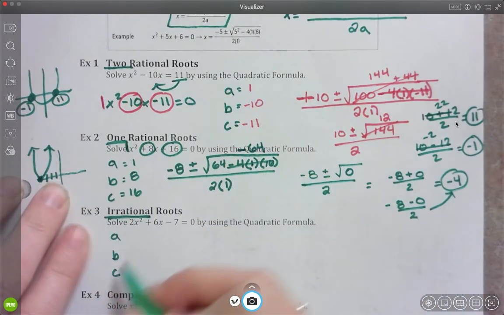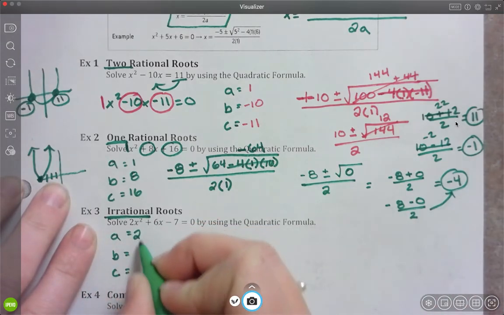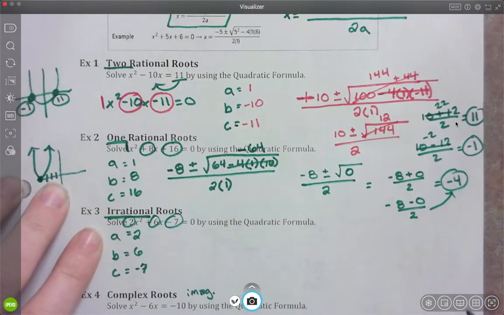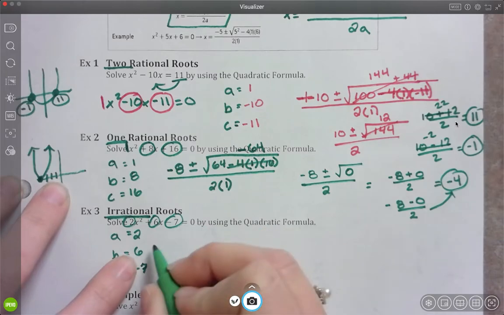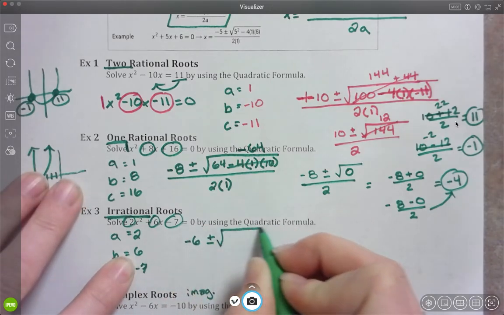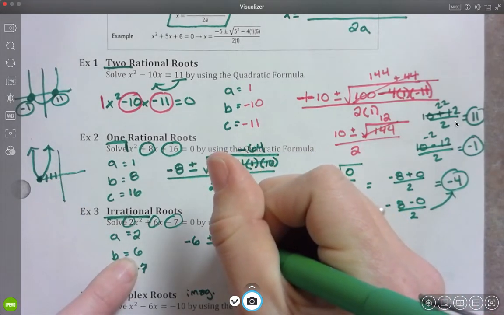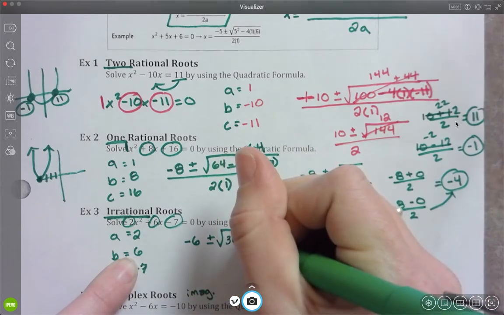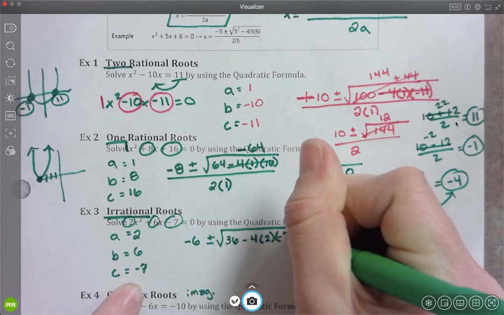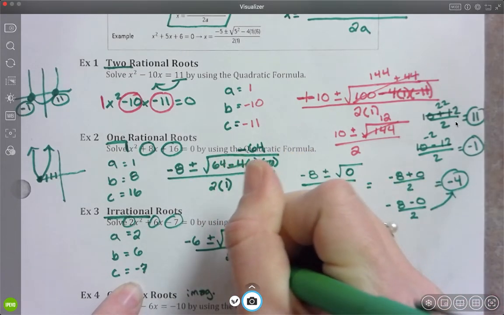This one's all ready to go for us. 2, 6, and negative 7. Make sure the negative goes with him. 2, 6, negative 7 are my numbers. All right, and then I start with negative b, negative 6 plus and minus, this is the same process again. B squared is 6 squared, which is 36. Minus 4 times a is 2, times c is negative 7, all over 2 times a, which is 2.